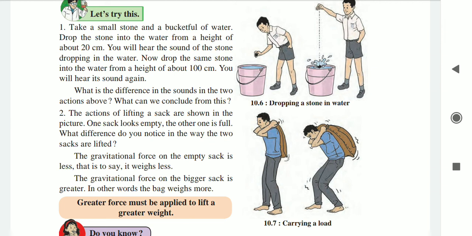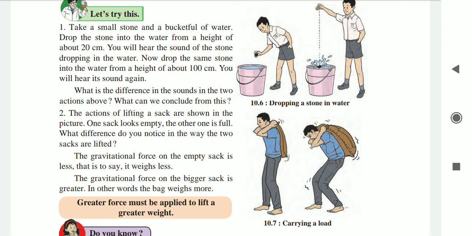In the second diagram, you can see the stone is being thrown from the higher level. So you will see more sound which is coming from the water, and the water is also spilling out. Why? Because force is applied more there.